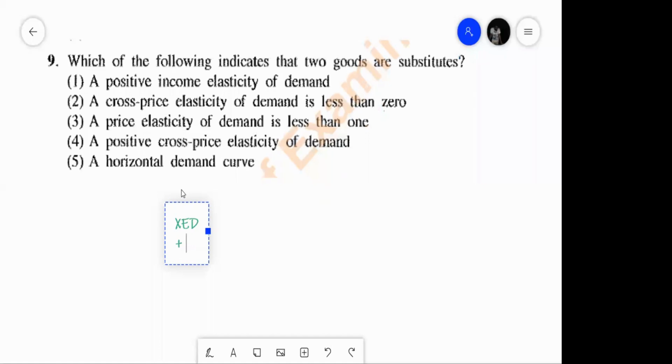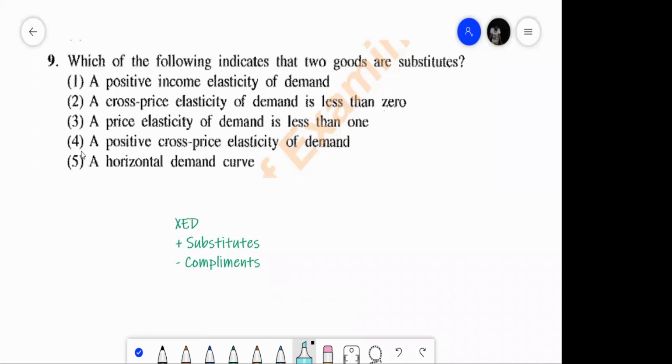Remember, it's coming from the basic thing. Now see, they give you one a little hard question and then the other questions become easy. So if it's positive, it is substitutes, right? Remember, I explained this before also. If it is negative, the two goods are complements. So here, they're asking which of the following indicates the goods are substitutes. The goods are substitutes when the cross price elasticity, the XED, is positive. Answer number 4. Easy one.